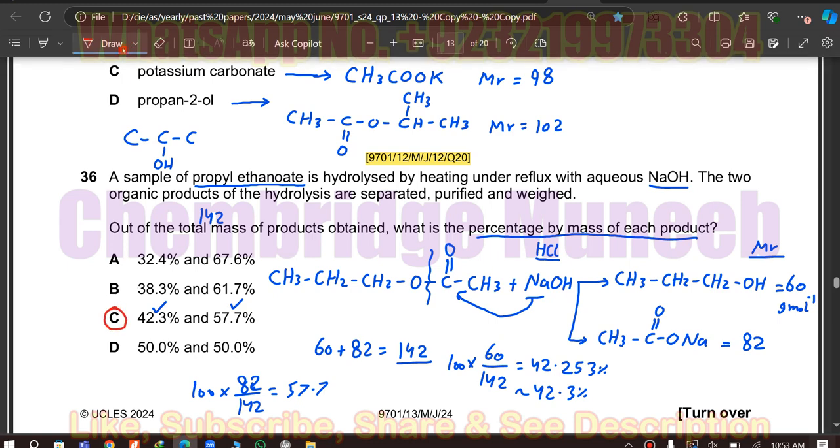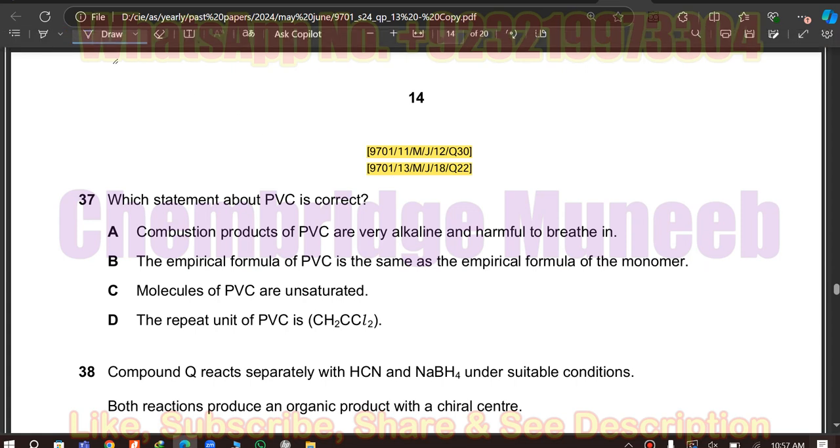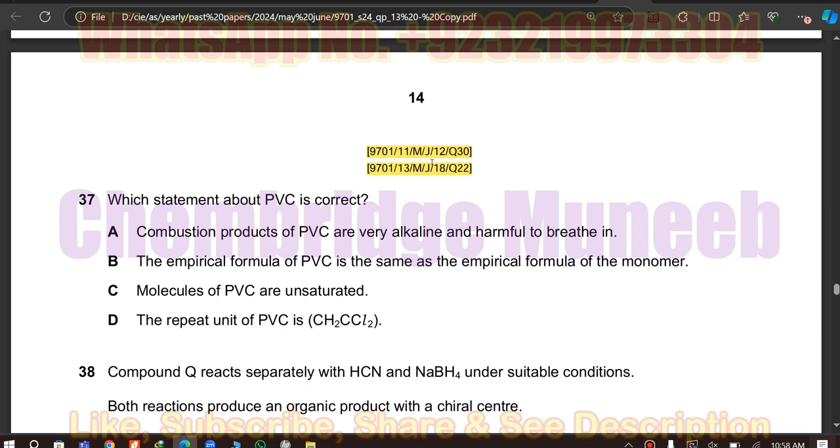This question was basically repeated from past years, but I have solved the question by myself. Now the next question, number 37, it is repeated 2 times in the previous years. Question 37 says: which statement about PVC is correct?